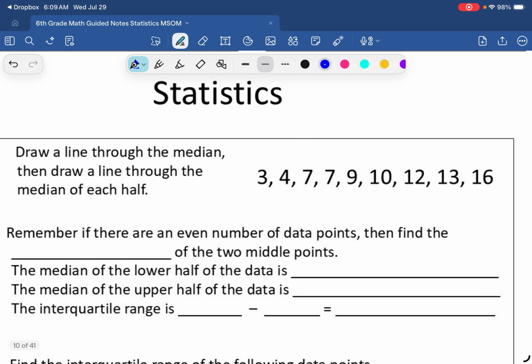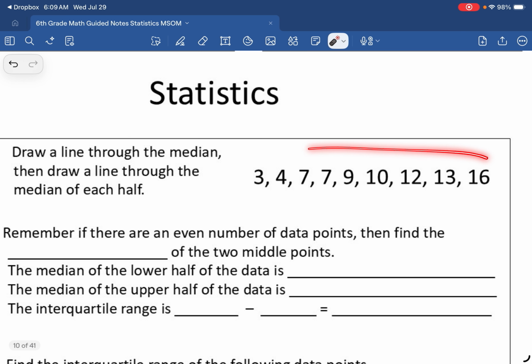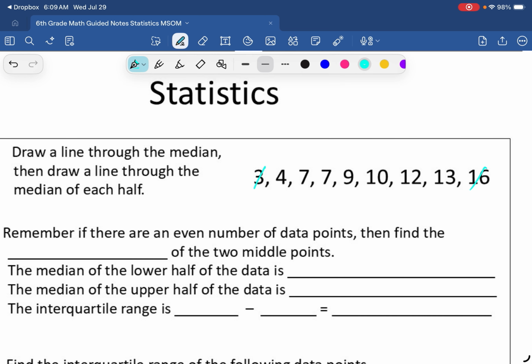All right, let's do it again. So here's my data. It's already in numerical order. Let's find the median of the entire set of the data. I like crossing it out. That helps. Okay, so my median right here is 9.